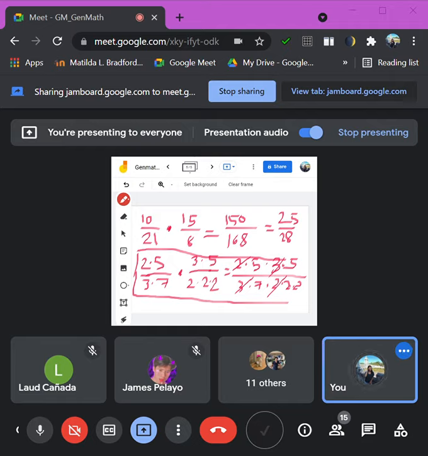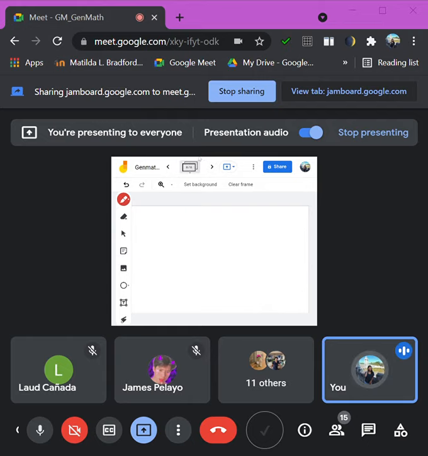Okay? So, mas easy ra siya because we only have fractions, no? We only have coefficients. Wala tay variables. So, ari nasad ta sa atong mga variables.